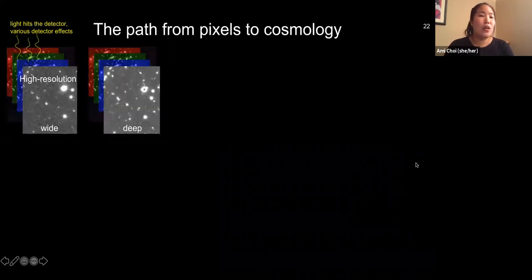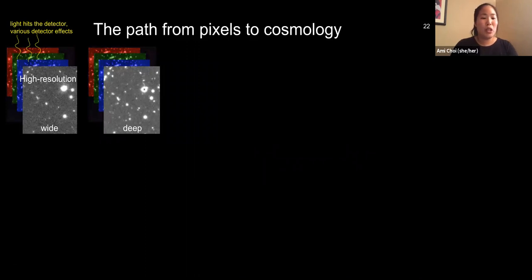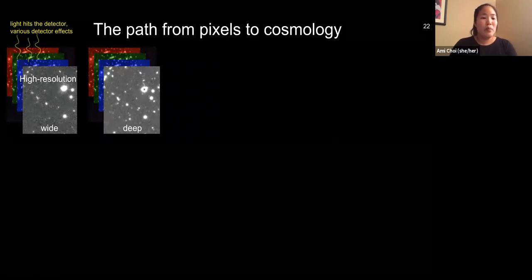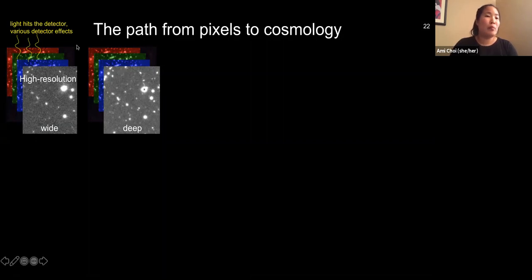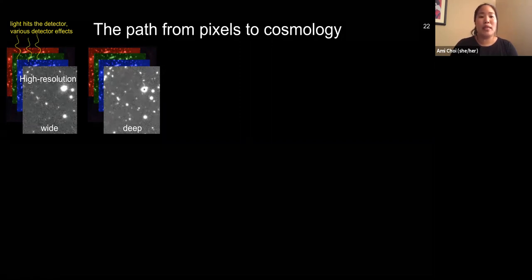Now I'd like to tell you about the path going from pixels to cosmology, starting from when the light hits the detector. And you have, well, maybe before that you may have some atmospheric effects, and then you may have some detector effects. And we end up with imaging in different filters. There's some amount of imaging that you have a lot of over a wide area. And there may be some subset of this where you have much deeper exposure time, and so you can get much deeper data.